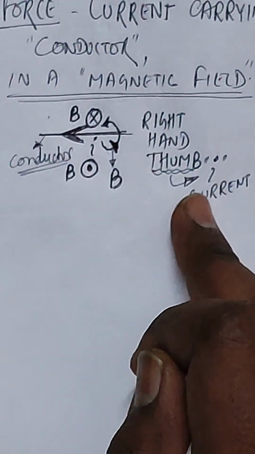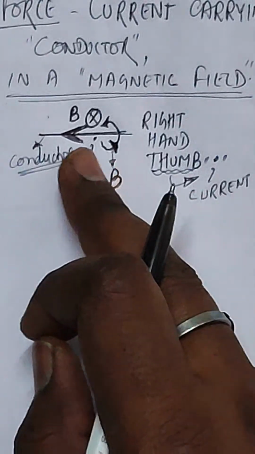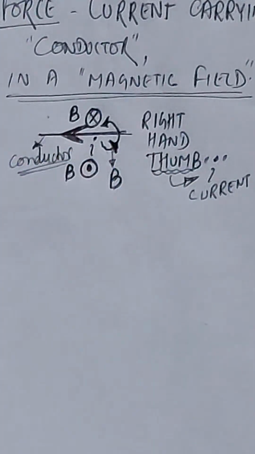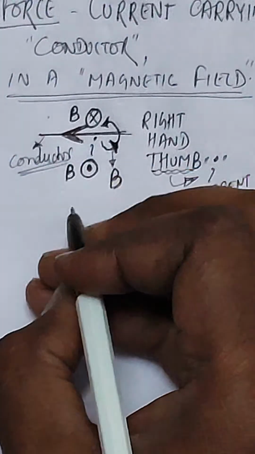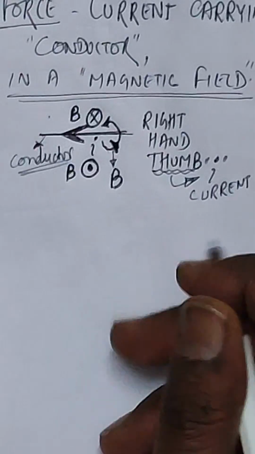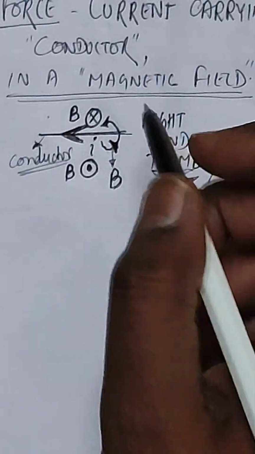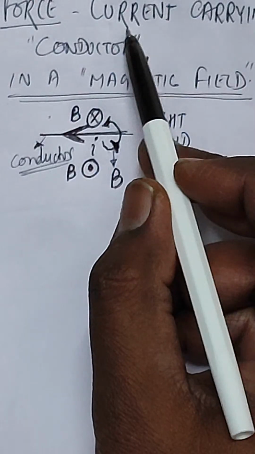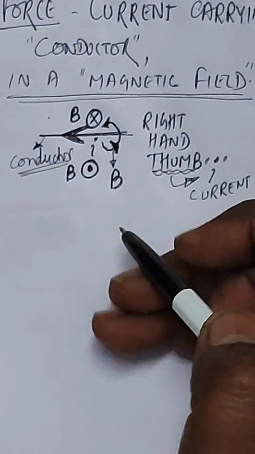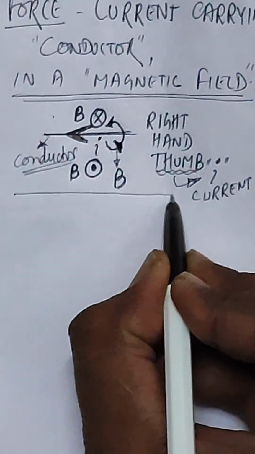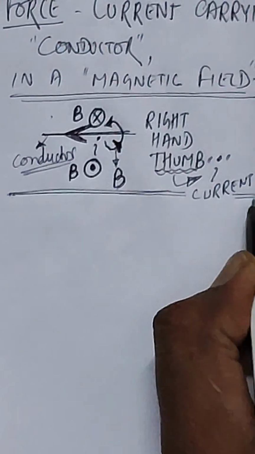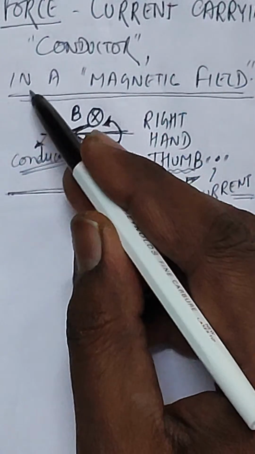My dear friends, this was the case when the conductor is generating the magnetic field due to the flow of current. Now we will study what Fleming's left hand rule is and how it is applied when a conductor is placed in a magnetic field. What are the forces on a current carrying conductor in a magnetic field? So this we discussed earlier. Now go to the second part.